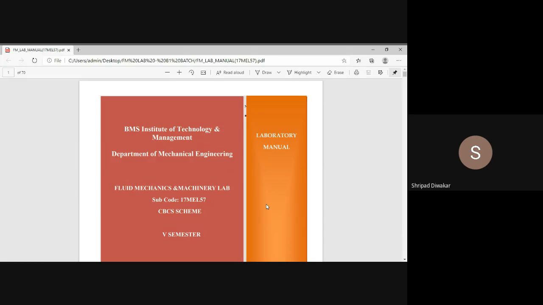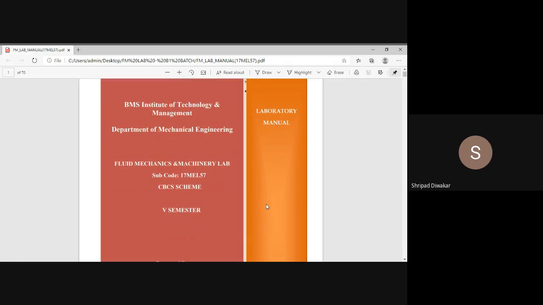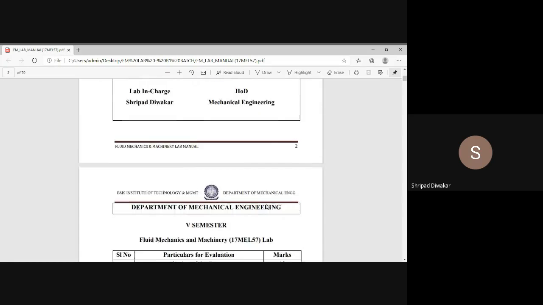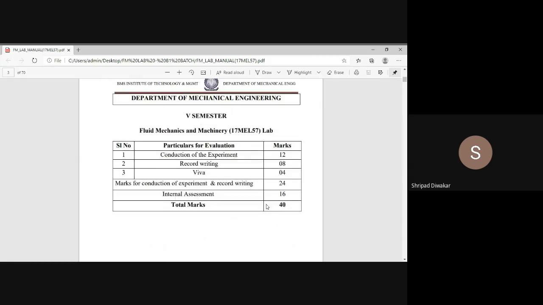So this is your fluid mechanics laboratory manual. Before that, I'll explain how the assessment marks will be allocated. The subject code is 18 MEL 57.